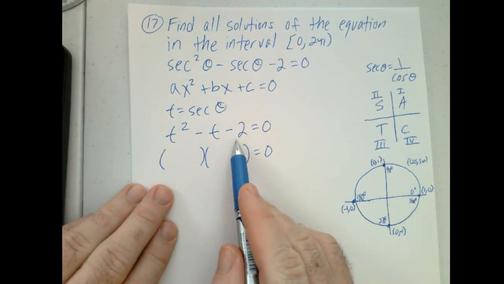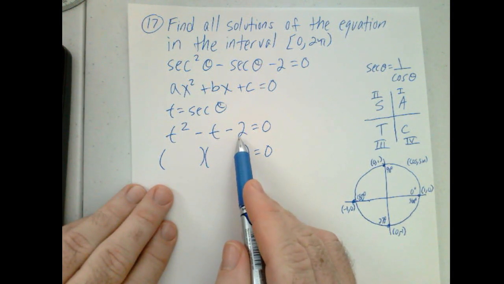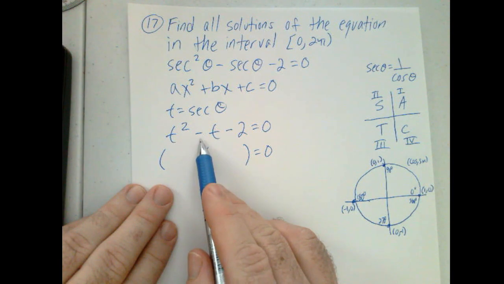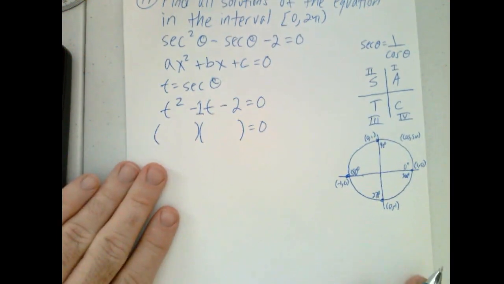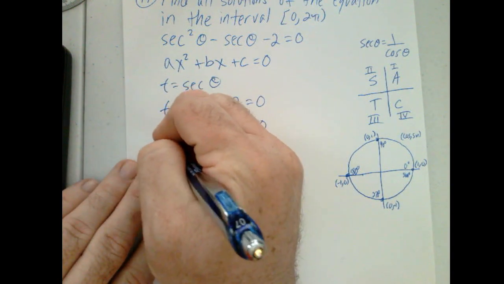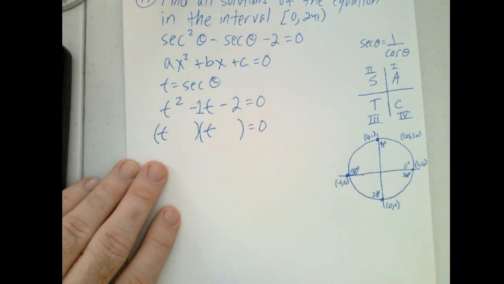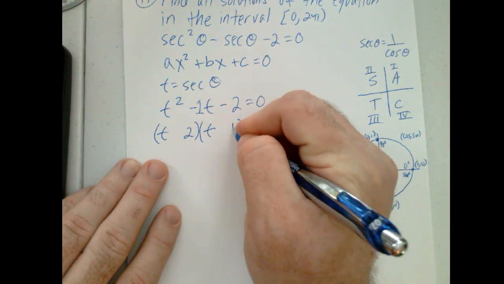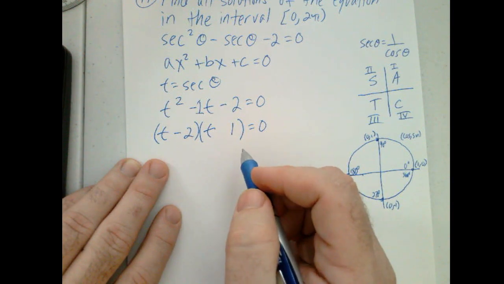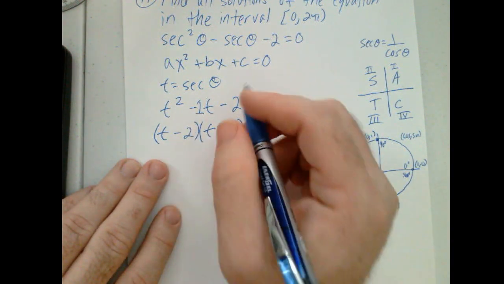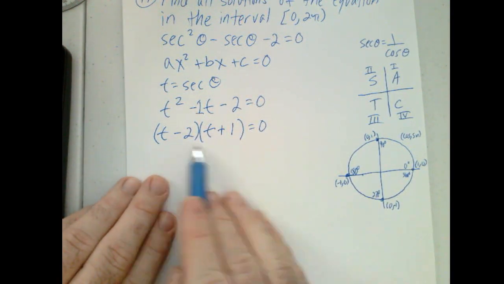So you get two numbers that multiply to be negative 2 and sum to be negative 1, because there's an understood 1 right here. Alright, so you put t here and there. Two numbers that multiply to be 2. It's 2 and 1. And it's going to be a negative 2, but also it's going to sum to be negative 1, so it's going to be negative 2 and 1.